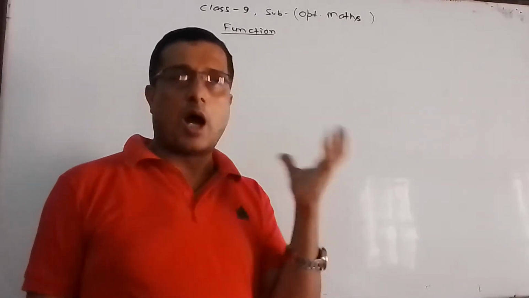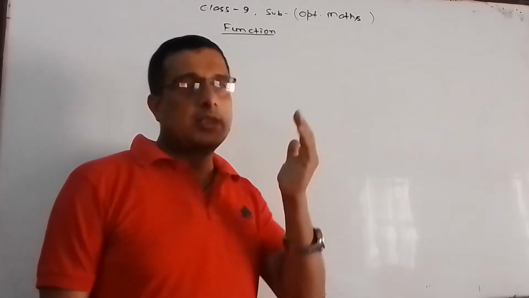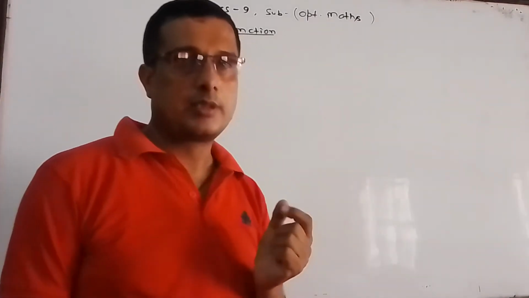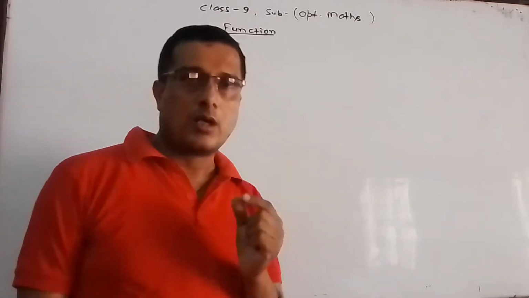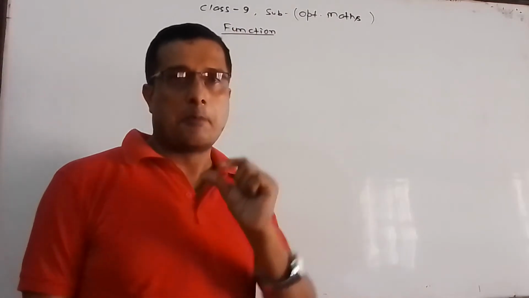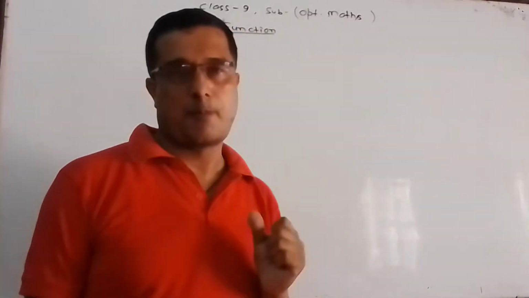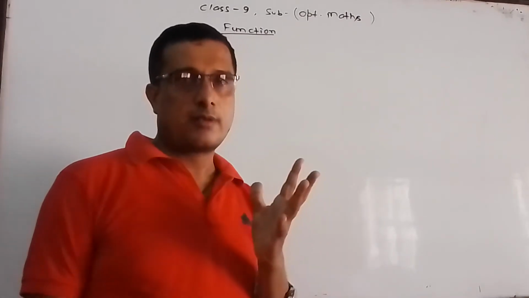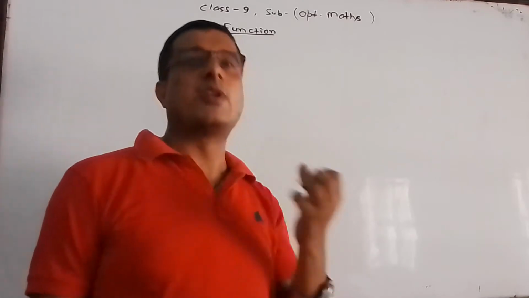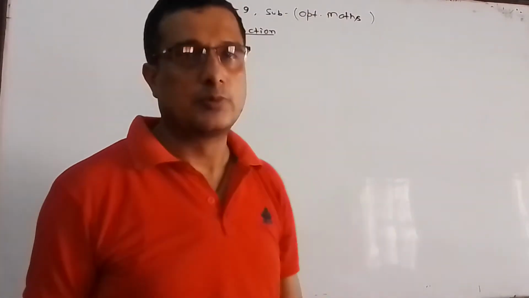So, how to define function? Defined from A to B, all elements of set A mapped with unique element of set B is called a function. So when you listen to the definition, it sounds very typical. So first I am going to write here, then I will explain to you.